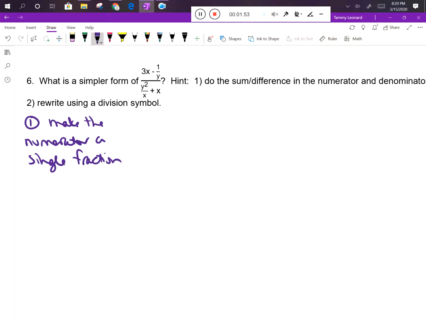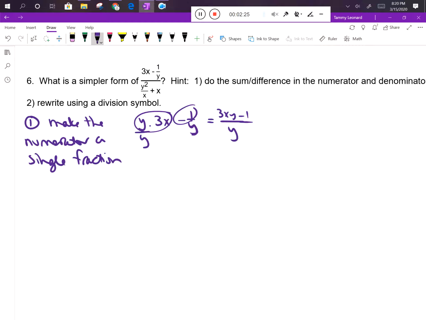So we look at the numerator as if it's the whole problem. And we say, well, what would I need to do to be able to subtract these two terms from each other? Well, I would need them to have a common denominator of y. The second fraction already has that denominator, but the first fraction, we would have to multiply by y over y in order to make that happen. So that means my numerator would become 3xy minus 1. So the numerator is a single fraction.